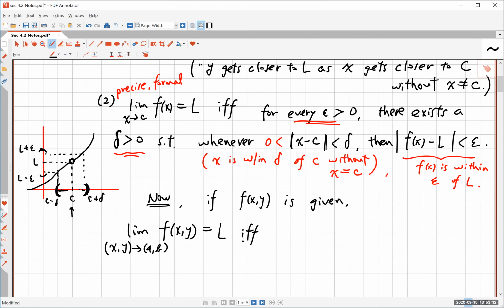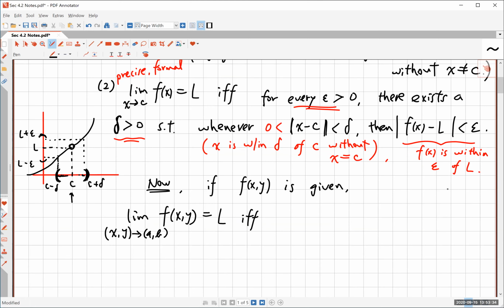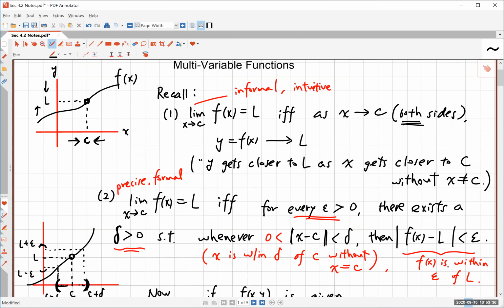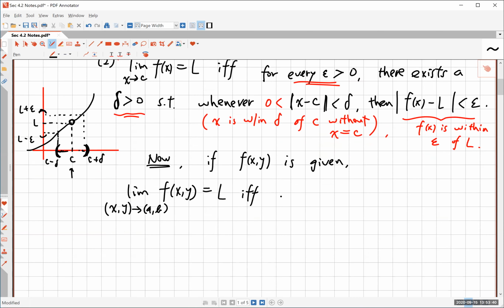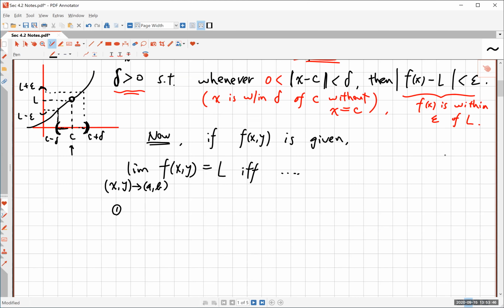All right, so now the idea is to make sure that we say exactly the same thing here, right? So the idea is this. We can have the first intuitive description, and then the second one, a more rigorous definition. All right, so here we go. For the multivariable function f of x, y, here is the definition or definitions of limits.